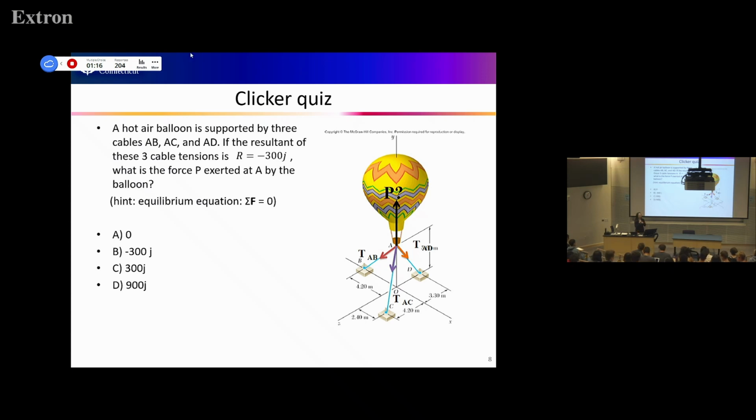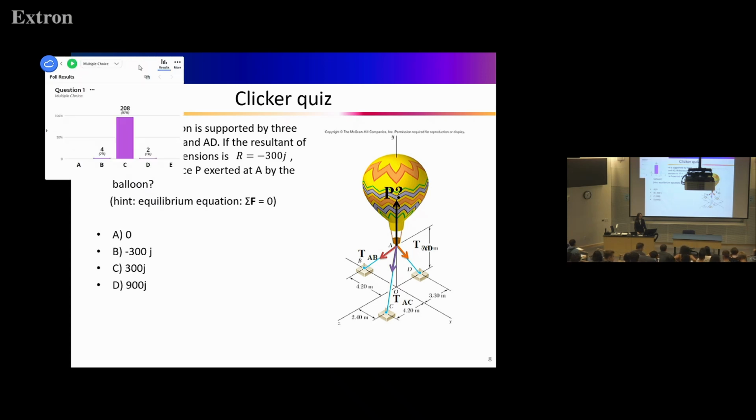Okay, I close after 10 seconds. Okay, and let's see the results. Yep, C has the most votes. Yeah, and 4 for B, and then 2 for D.